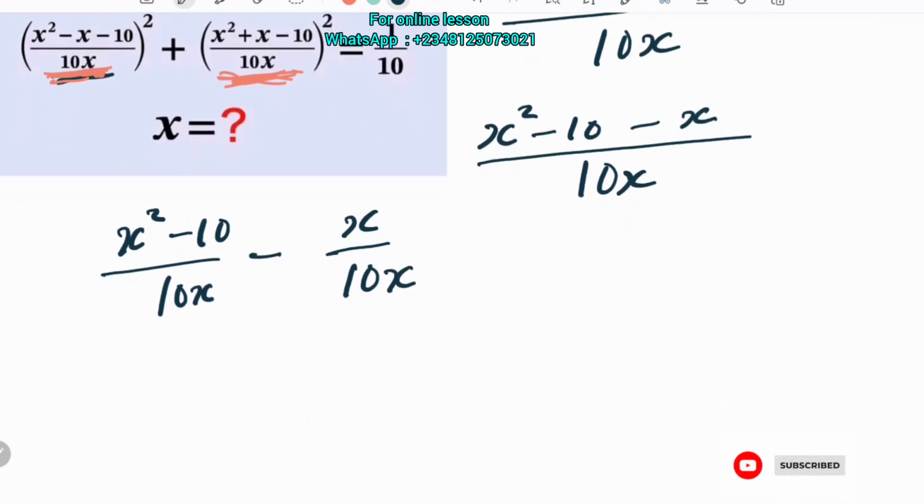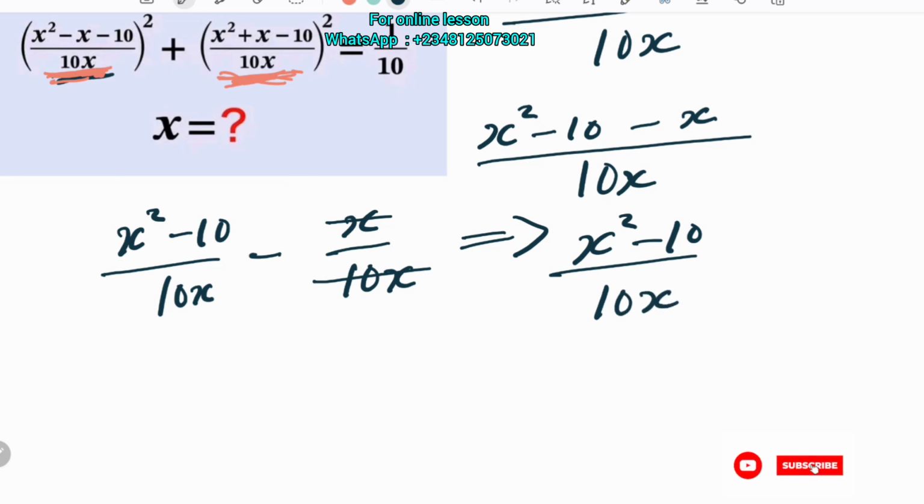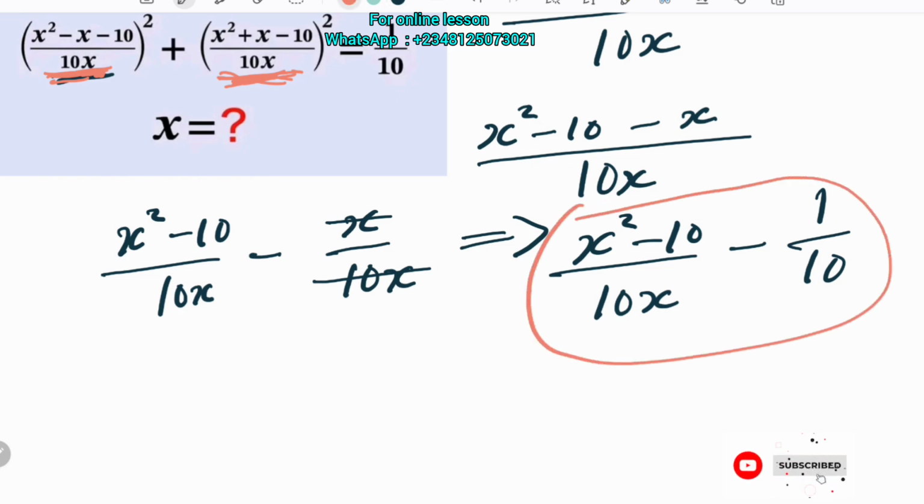Now we can cancel out this. So this one will now be simplified to become x squared minus 10 all over 10x, then minus 1 over 10. So we have simplified this. So let's keep this one. We're going to be making use of this one later.